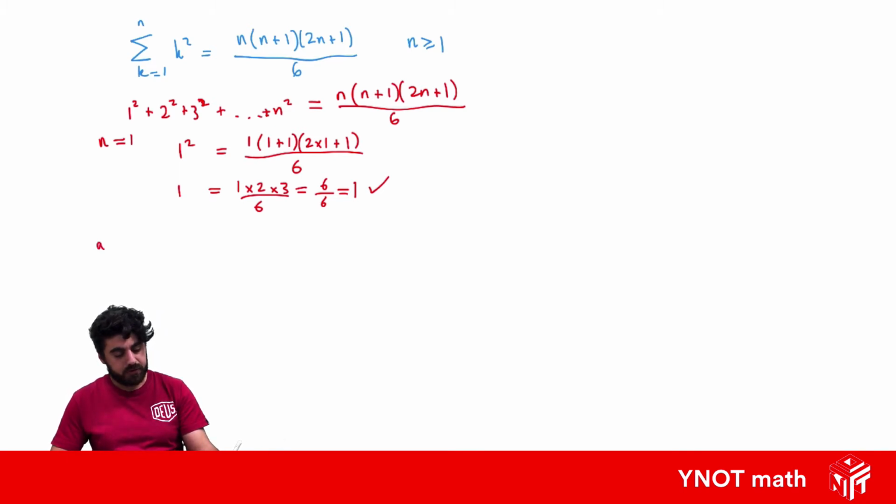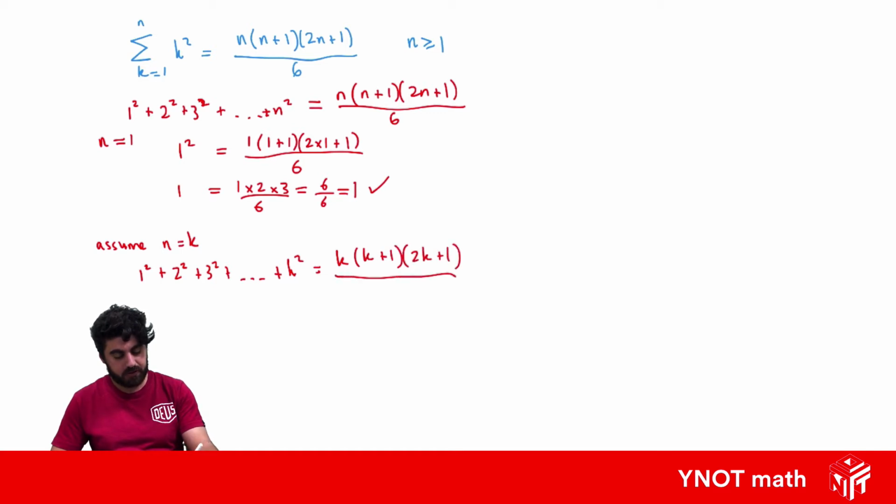Then we're going to assume that it's true for n equals k. So we're going to have 1 squared plus 2 squared plus 3 squared all the way up to k squared equaling k outside of k plus 1 times 2k plus 1 all over 6. So we're assuming it's true for n equals k. Now we need to prove that it's true for n equals k plus 1.